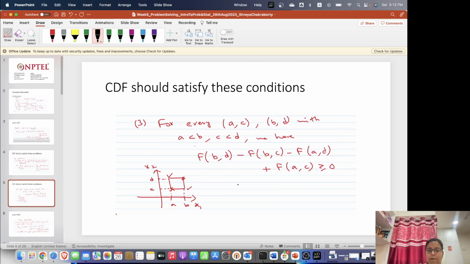So F of b, d is this whole area, marked in black. From here we are taking out these small sections, and this small area where x1 will lie between a and b, and x2 will lie between c and d, this area should be greater than or equal to 0. So this is a very important criterion or condition that the bivariate CDF should follow.